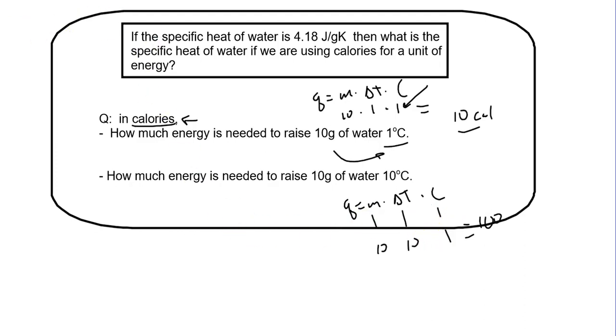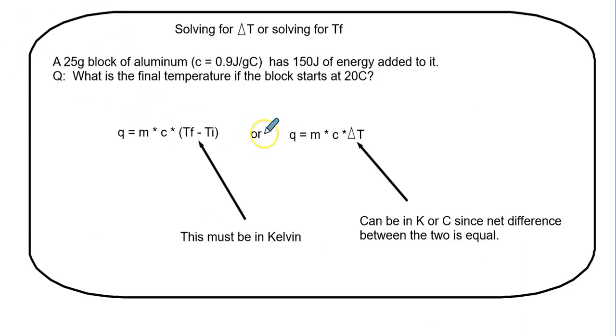Okay, if you think about it. All right. A 25 gram block of aluminum, with that specific heat, has 150 joules of energy added to it. What is the final temperature of the block if it starts at 20?